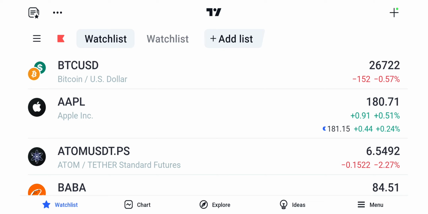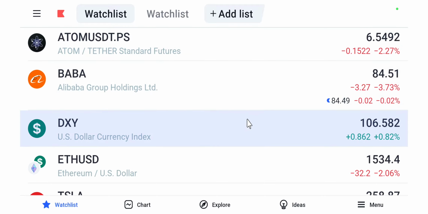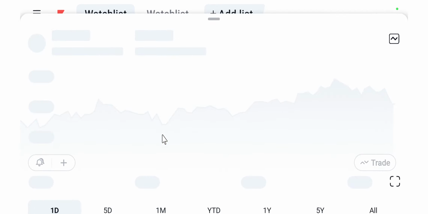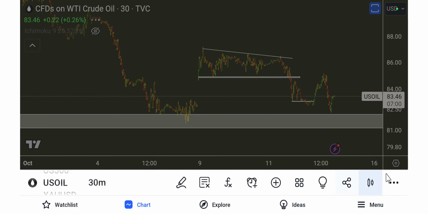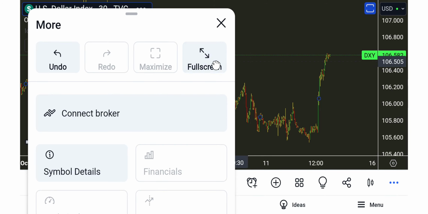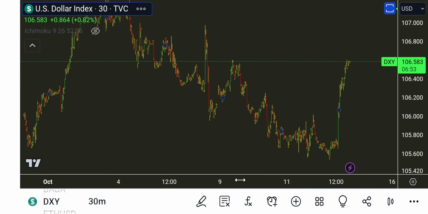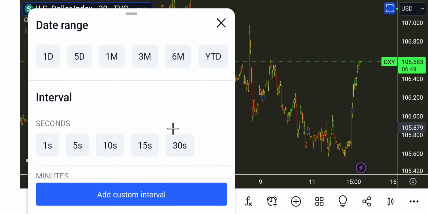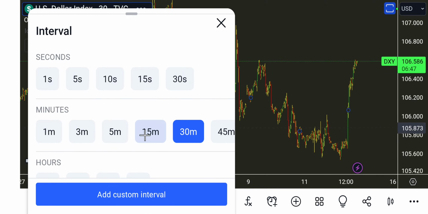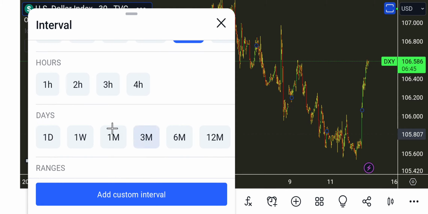Okay, so first things first, we're going to look at the XY. So the XY, which is the US dollar currency index. So let's take a look at what is happening. So if you have been following my signal channel, you'll notice that I've been dropping some updates based on the move.